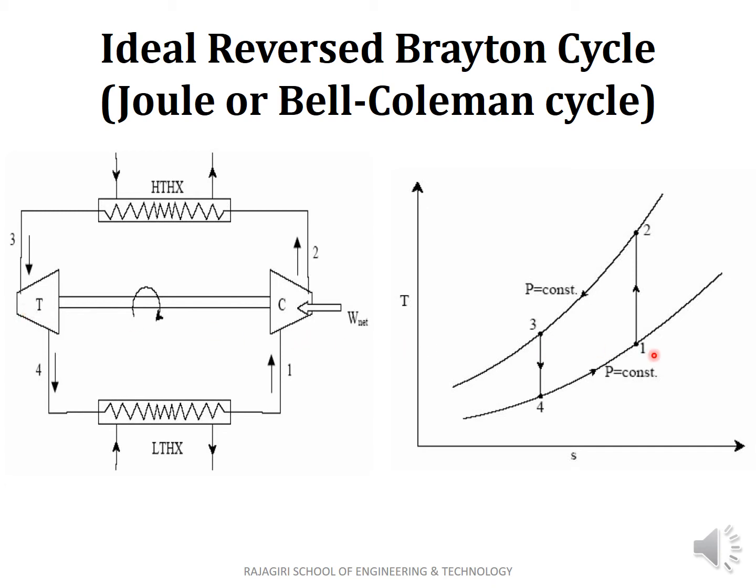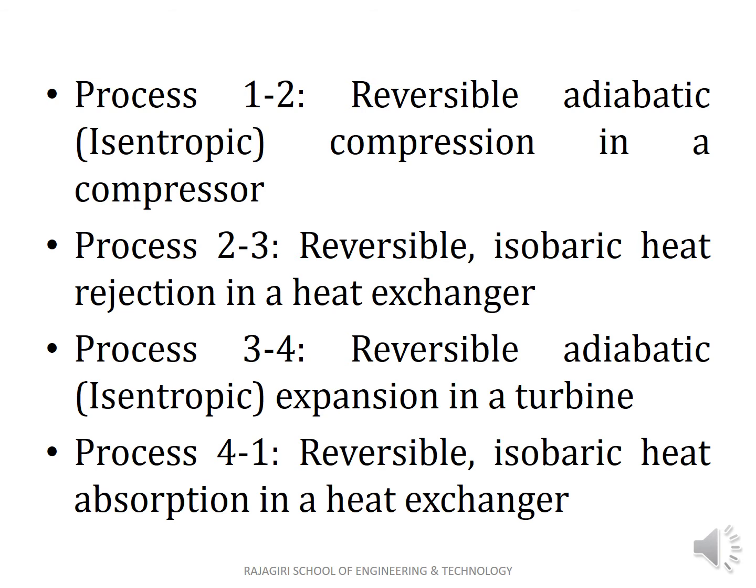We are using a compressor and turbine to compress the air from 1 to 2. This is an isentropic compression process. In that process, the pressure and temperature of the air increase. Then it is passed through the heat exchanger, which is a reversible isobaric heat rejection process. So the air temperature decreases but the pressure is constant.